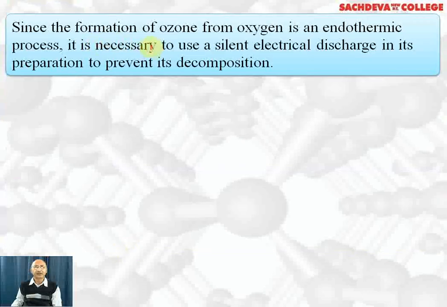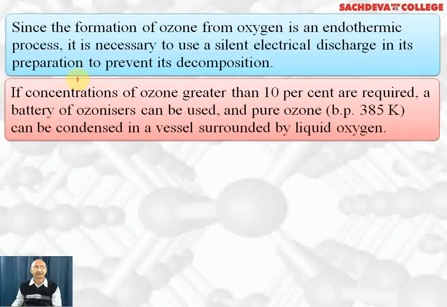Since the formation of ozone from oxygen is an endothermic process, it is necessary to use silent electric discharge in its preparation so as to prevent its decomposition. Another important point: because the process is endothermic, ozone is highly unstable. It is highly reactive and a powerful oxidizing agent.